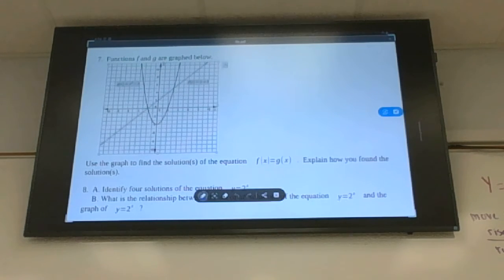What's it asking you to do? Use the graph to find the solutions of the equation F equals G. Explain how you found the solution. You've never seen a question like that before. Not really. It could be on your quiz. Read the question. Benjamin, think about it. They try to give you questions that you've never seen before, to see if you can use critical thinking to figure it out.